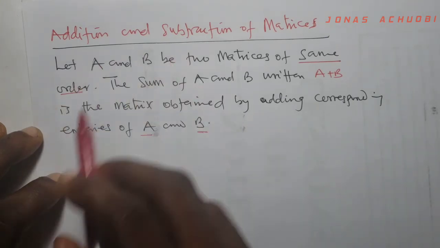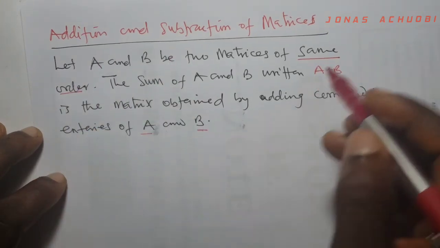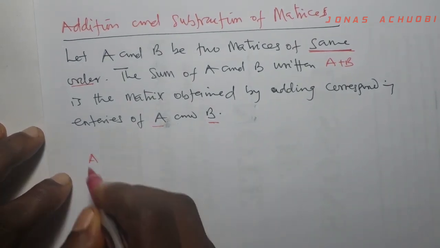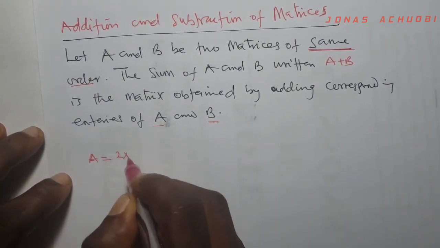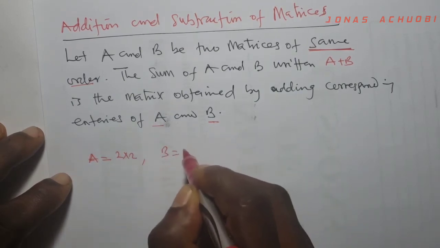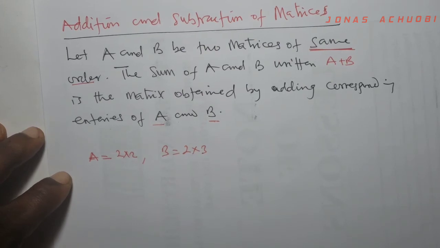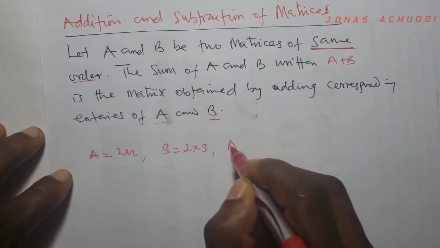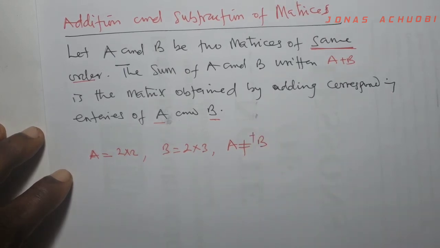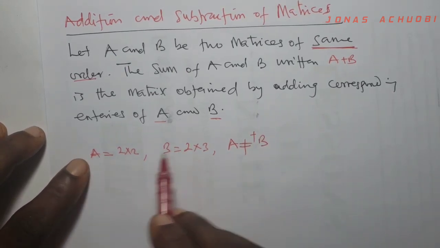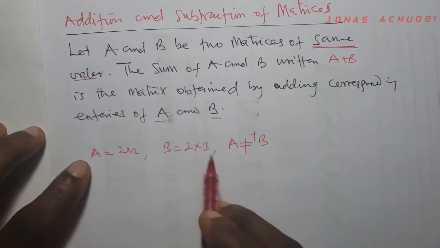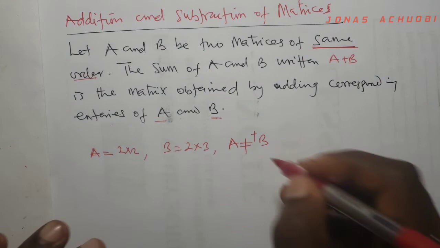Now before we can add or subtract matrices, the first condition is that they must be of the same order. What does that mean? It simply means that if matrix A, for instance, is a 2 by 2 square matrix, and matrix B is a 2 by 3 matrix, then matrix A cannot be added to matrix B. You can't add them. Why? Because matrix A and matrix B both have different dimensions or different orders. 2 by 2 and 2 by 3 cannot be added. And very soon you'll see why.